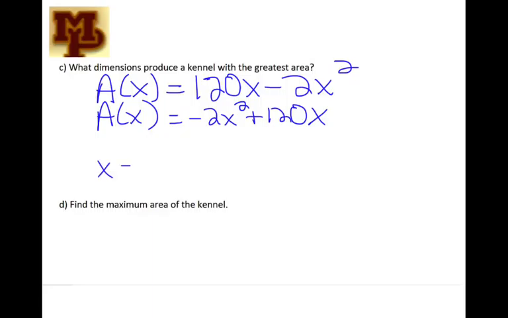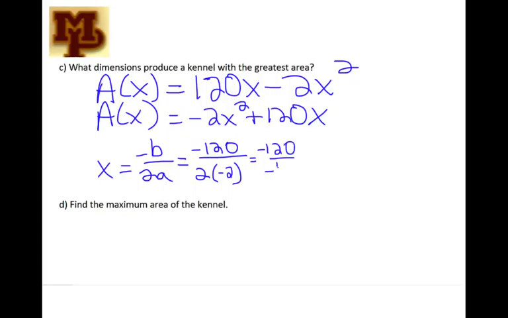So we're going to go x equals negative b over 2a. So the opposite of b, so that would be negative 120 over 2 times the a, which is negative 2. So we have negative 120 divided by negative 4, which is 30. So that means that 30 is the width, that's the x.